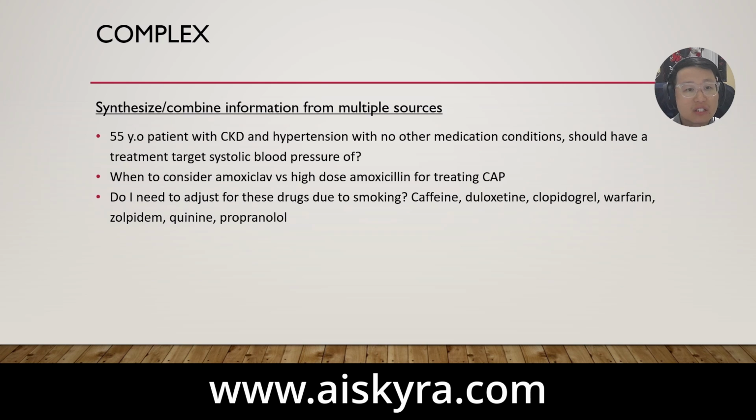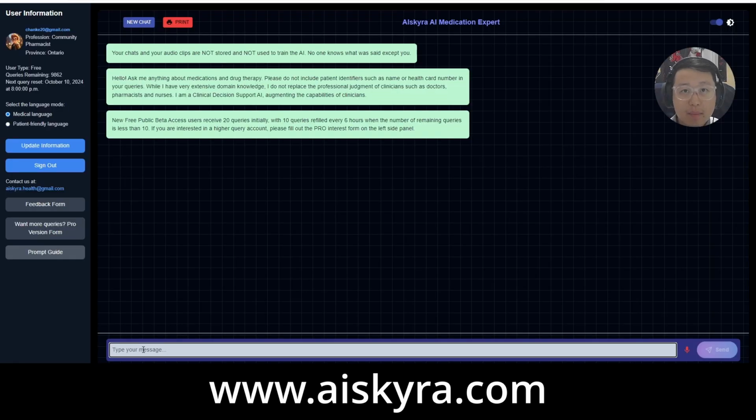You may need to actually consult a few different sources, maybe one for hypertension, the drugs for hypertension, and one for hypertension and chronic kidney disease, and then have to find where among that is the target systolic blood pressure. So here's the example.